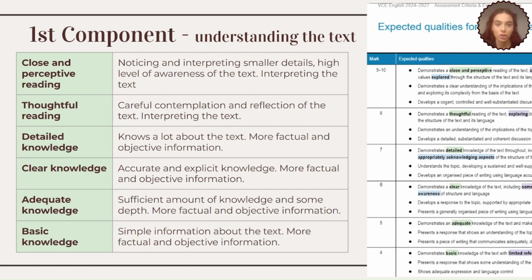Clear, accurate, explicit information. Right? Again, a bit more factual. Adequate, you know enough. There is some depth there. Right? Could be better, but you know some. Basic, I feel like I don't need to expand on basic. Right? Most students that get stuck between the differences is 8 to 10.